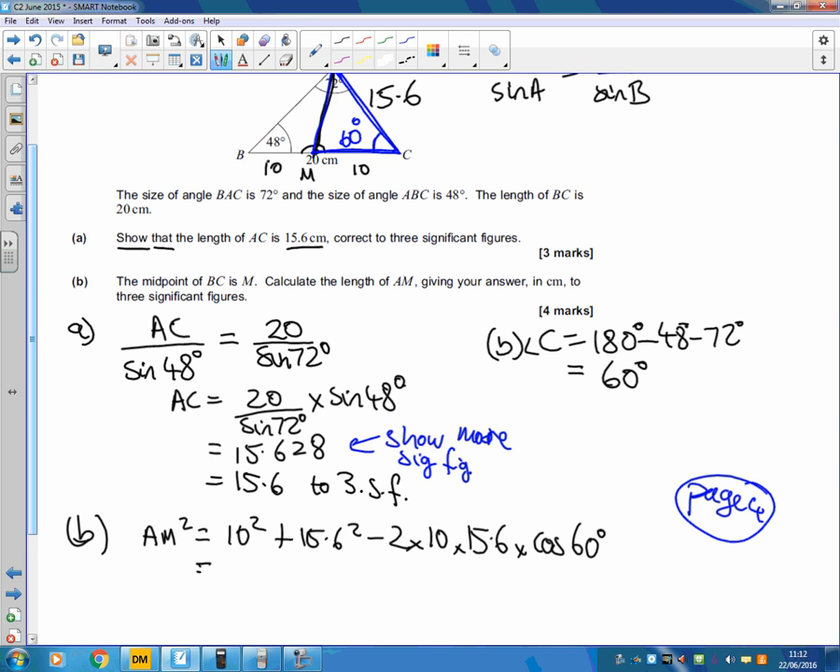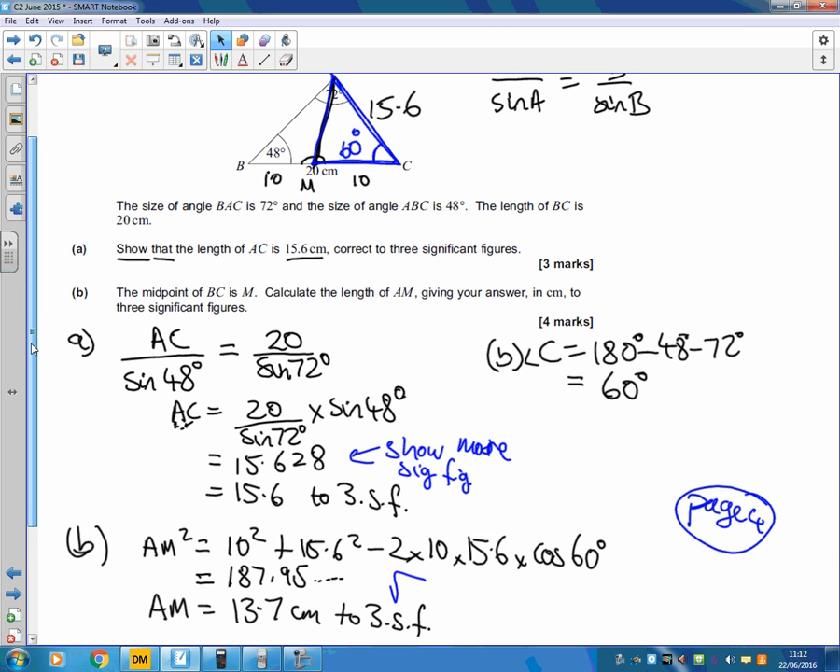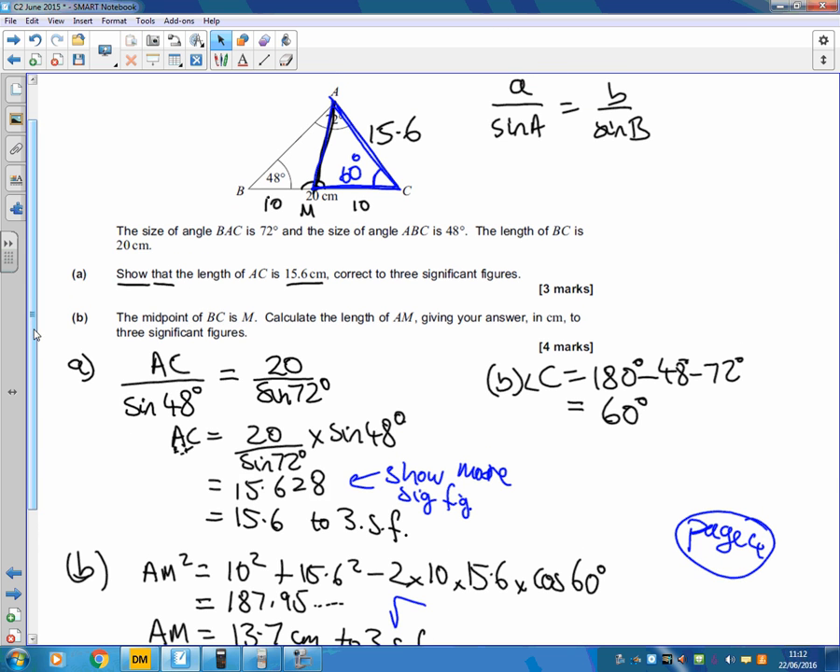Right, so then we can start working out some numbers. If you type that all in your calculator exactly as it is, it will work out. There's 187.95 and some more numbers. Now you mustn't forget that's AM squared. So to get AM, we need to make sure that we square root that. Then we get 13.7 centimetres to 3 significant figures. Now with triangles, there are other methods, there are going to be other ways to get there. That's just one way.